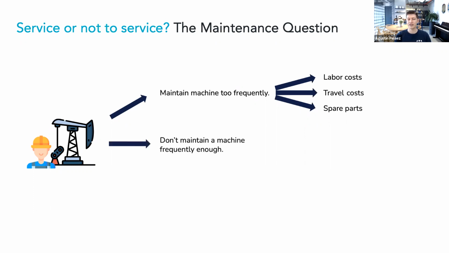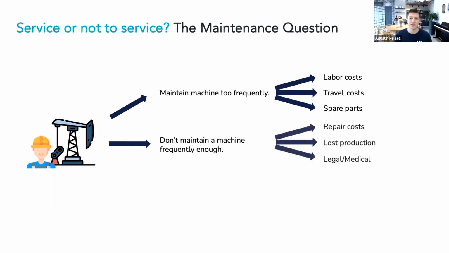The second path is not maintaining a machine frequently enough, which is the most undesired path, of course, because it usually leads to costly repairs and lost production. Imagine a factory that's producing X amount of units per minute or per day, or even an oil rig, for example. Any downtime, any minute or any hour where a machine or a process is not flowing because there's a bottleneck or a failure in a machine, will lead to lost production, therefore lost money at the end.